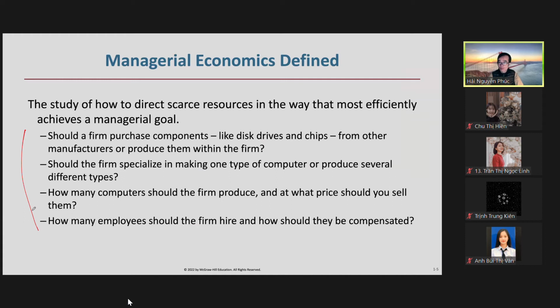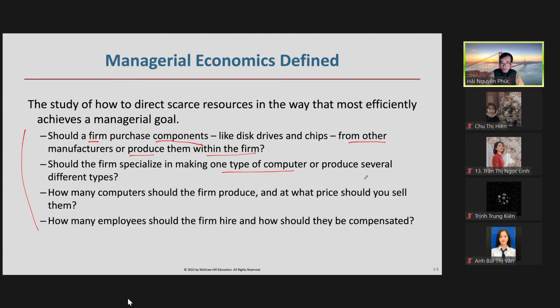For example, a manager of a firm might have to answer the following question. Should the firm purchase inputs, components from another manufacturer or produce within the firm? Or in other words, should they use outsourcing? Another question: should the firm specialize in making only one type of computer or produce several different types?